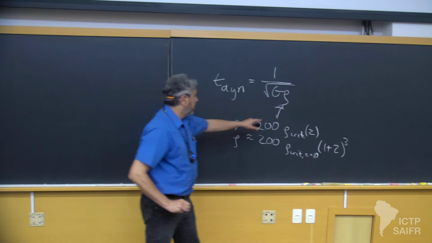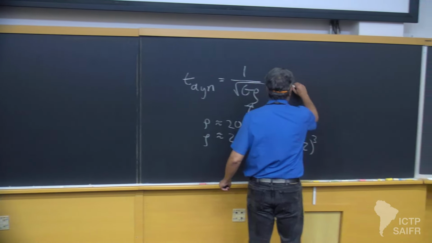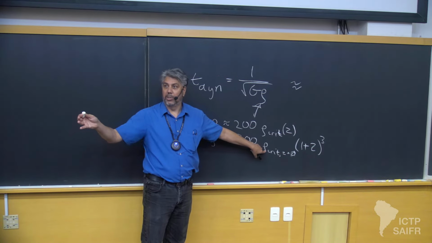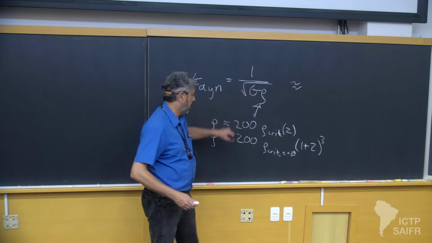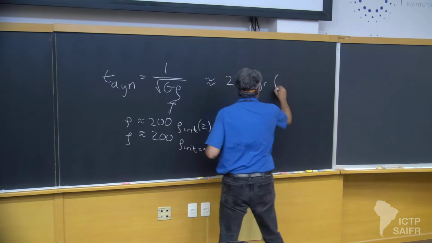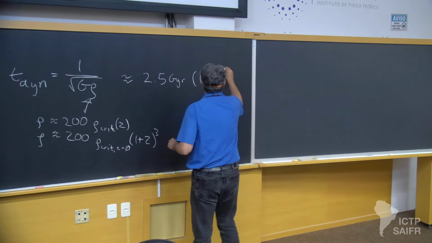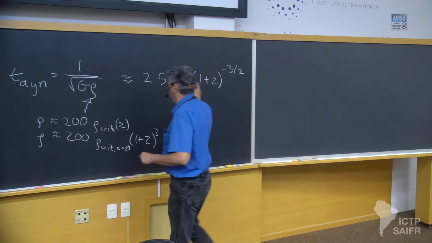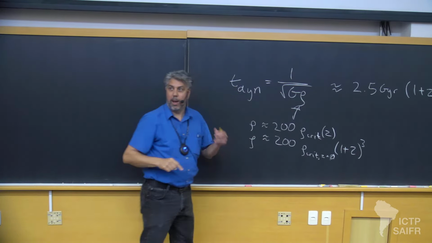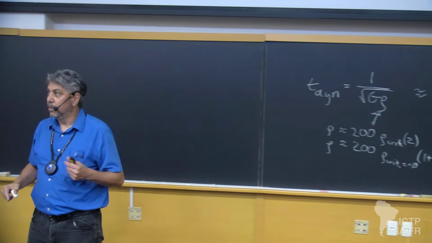So when I put this in, this is just a number. It's the critical density at redshift 0. G is just a number. So I can calculate what this is. It's about 2.5 gigayears times (1 plus z), with that factor cubed, square root, in the denominator, so it's to the minus 3 halves.